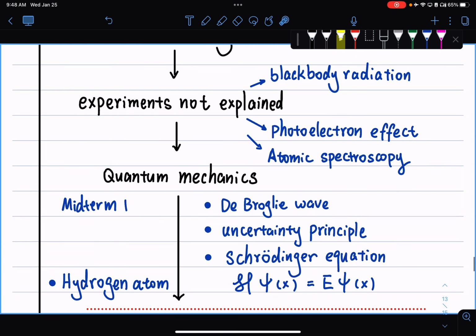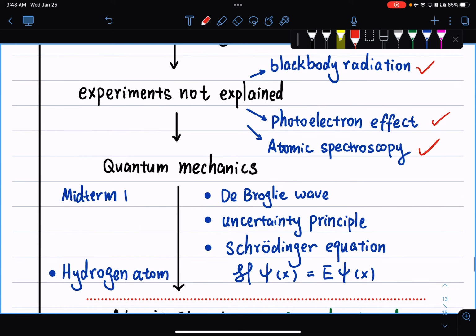We started from the very basic quantum hypothesis, black body radiation, wave-particle duality. Dr. Fan went through atomic spectroscopy with you. Dr. Kovner told you about the de Broglie wave. We'll work on the uncertainty principle later. But today we finished the Schrödinger equation. So we are finished with the foundation of quantum mechanics.